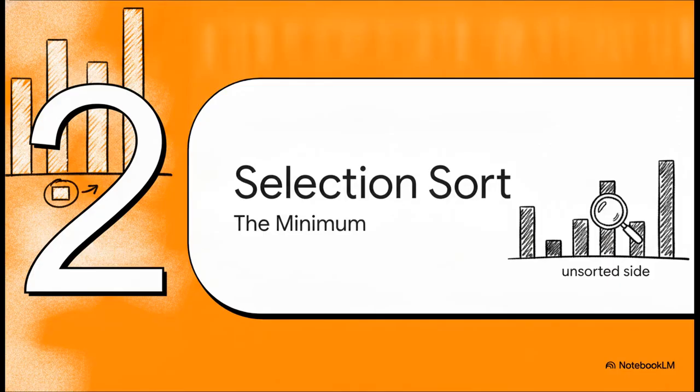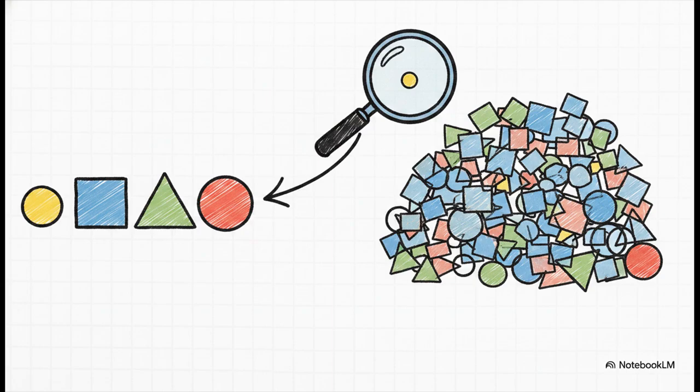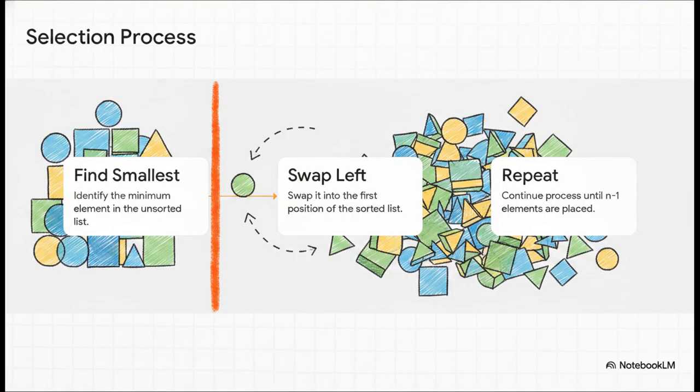Which brings us to selection sort, the minimum. Now this is a much more meticulous method. Instead of just blindly swapping neighbors, selection sort scans through the entire unsorted portion of the list with one goal: find the absolute minimum value. Once it finds it, it swaps it directly into the first available position on the left to start building a sorted pile. Just visualize an invisible boundary line shifting rightward as the sorted list grows and the unsorted list shrinks by one item each pass. The left side holds your perfectly ordered items, and the right side is that chaotic pile you are still sorting through.